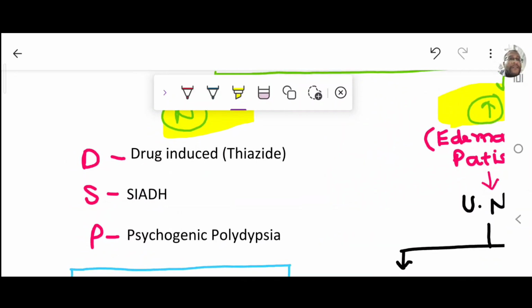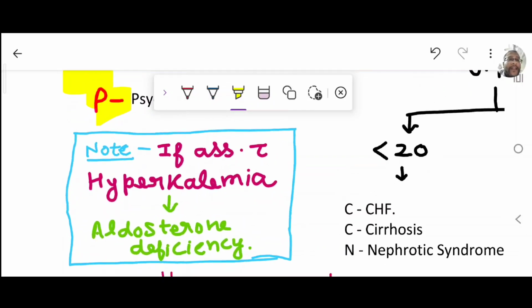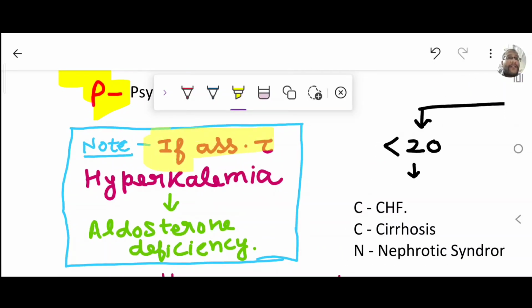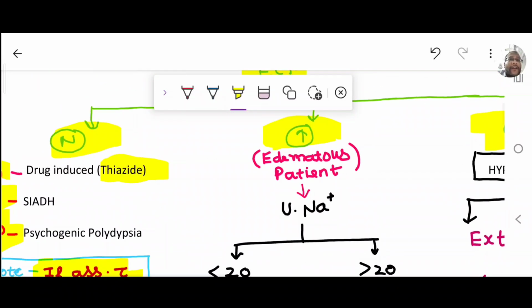The causes you can remember with the DSP mnemonic. D for drug induced, that is thiazide if it is given. S for SIADH, and P stands for psychogenic polydipsia. An extra note is that if hyponatremia is associated with hyperkalemia, then the cause will be aldosterone deficiency, meaning hypoaldosteronism. So this was the normal ECF.